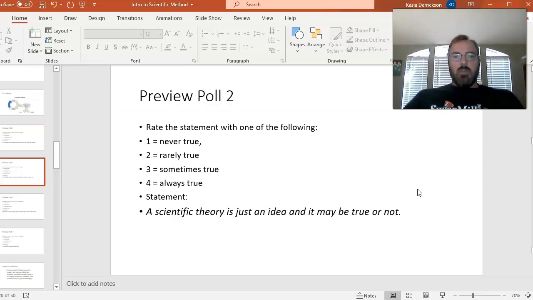What about this one? Read the statement. Is it never true, rarely, sometimes, or always true? 1 through 4. A scientific theory is just an idea, and it may be true or not. So I'll contrast this with the previous question. The view that people have is law, set, always true. Theory, maybe, maybe not. And this is just not really the case. Theories are just as set as laws. Yes, it is true that we can sometimes refine laws and change them. Same with theories, but theories are just as solid as laws. But there's a difference between what laws and theories are doing. And so we'll get into that in a little bit.